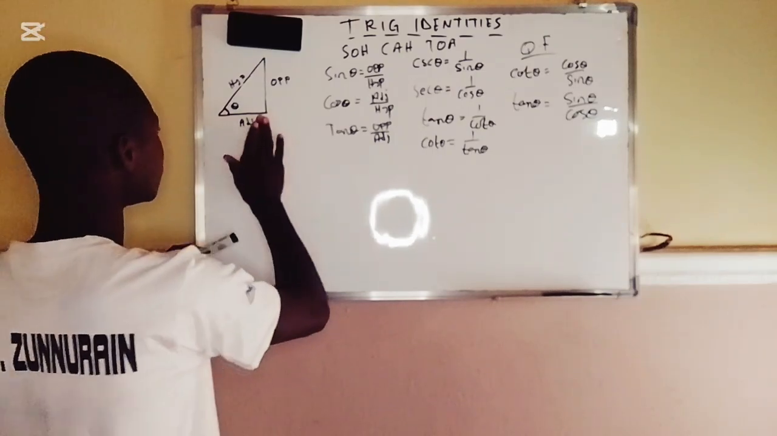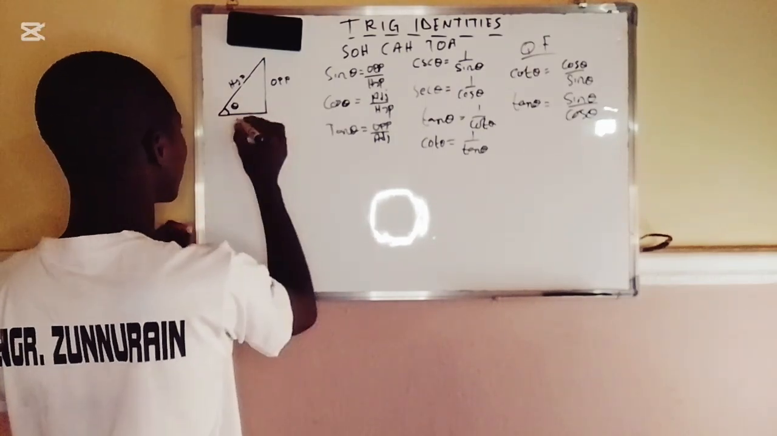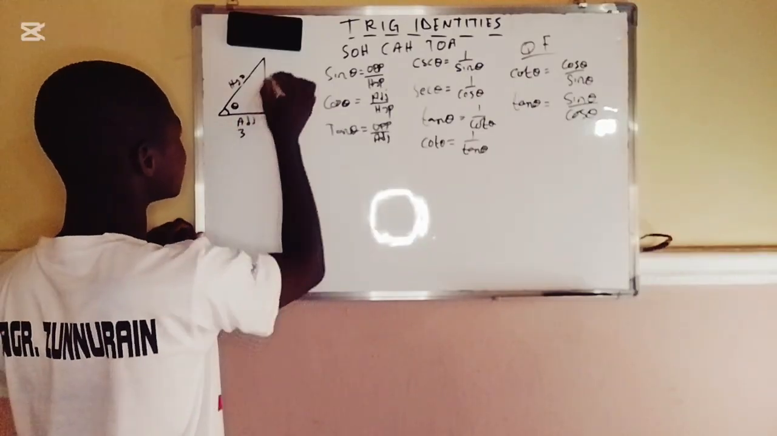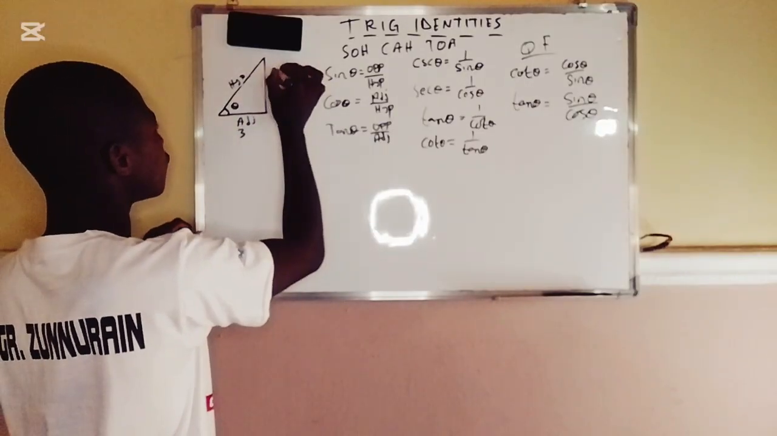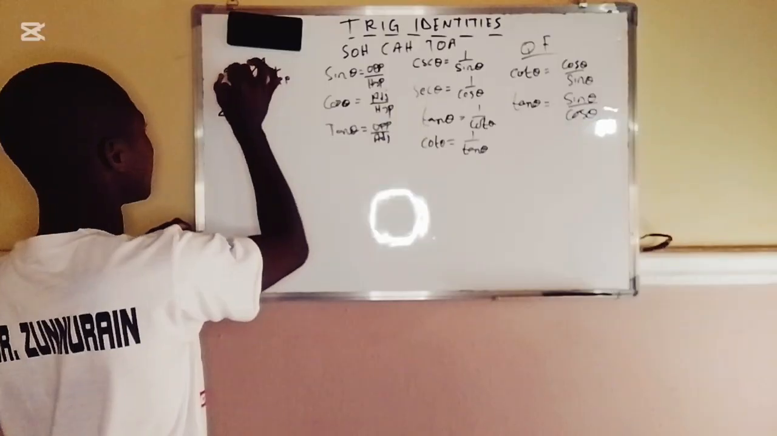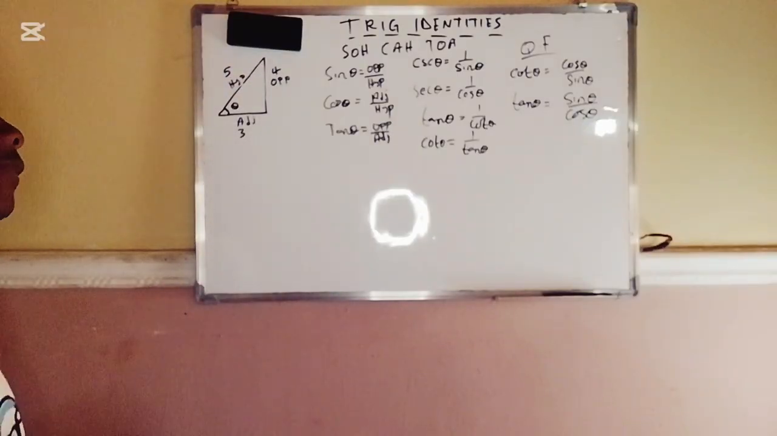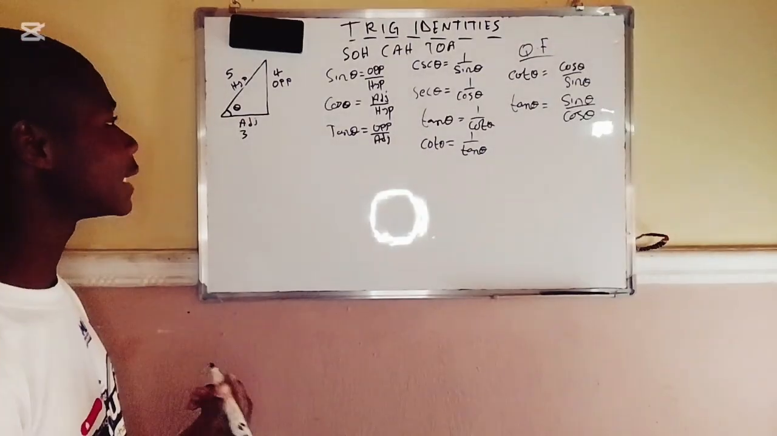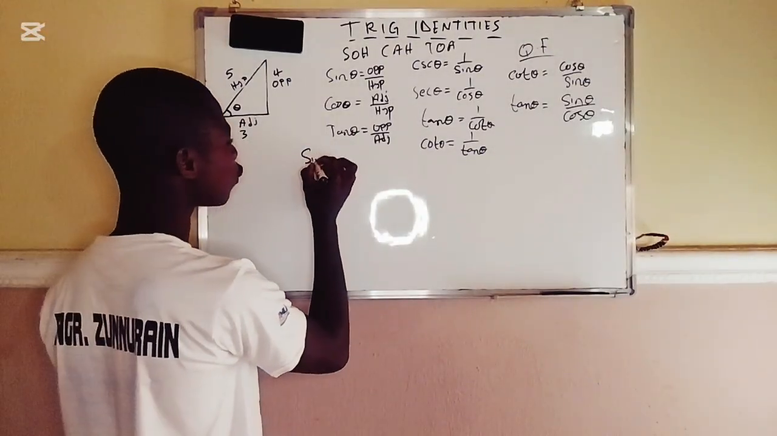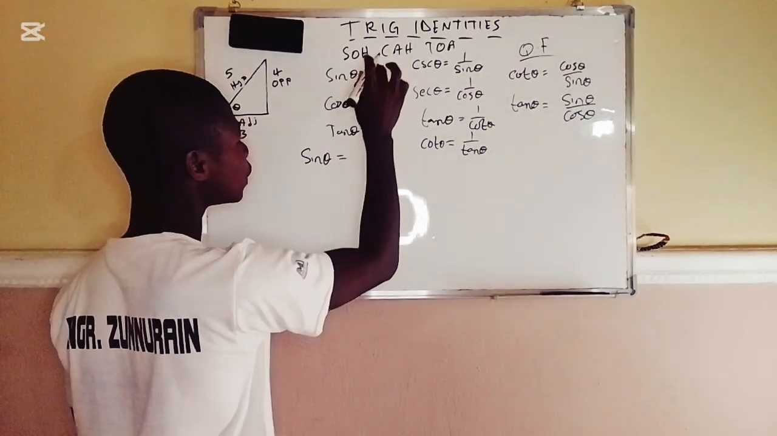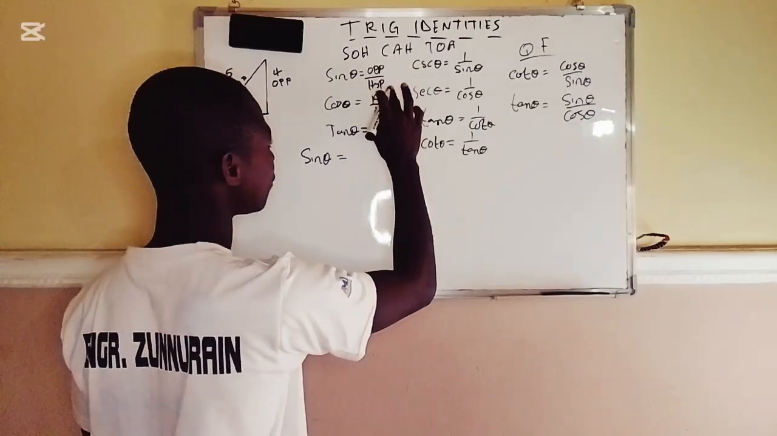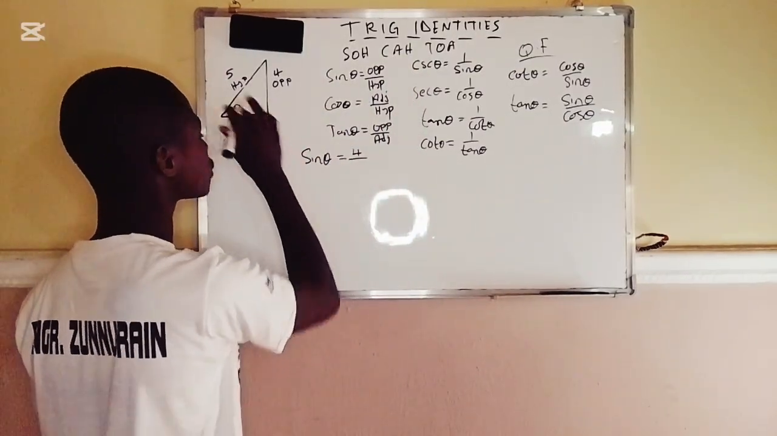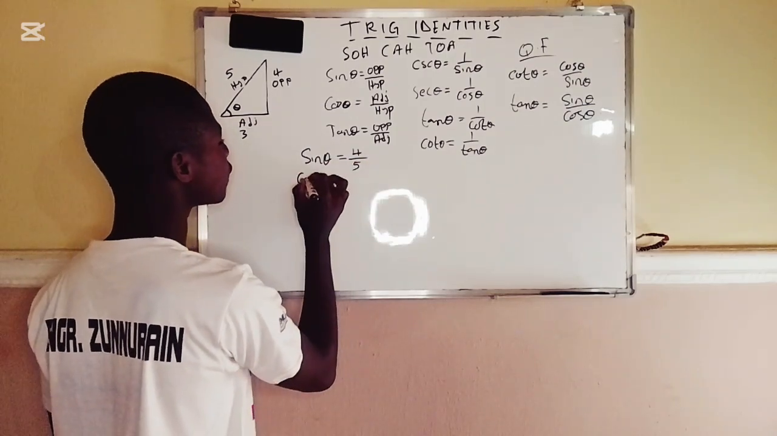So first let me remove this. Let's say the value of adjacent is 3, the value of opposite is 4, and the value of hypotenuse is 5. So what will be the sine theta, cos theta, and tan theta? The value of sine theta will be opposite over hypotenuse, which is 4 over 5.